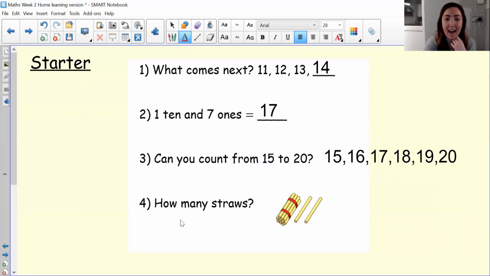Okay, and number 4, how many straws? So I can see there's my bundle of 10. So 1 ten and 2 ones, 12 straws. And remember, we can count them to check. So we know this is 10. Count on from 10, 11, 12.